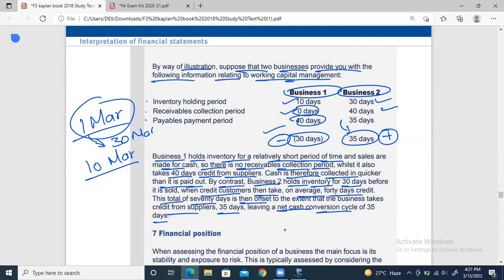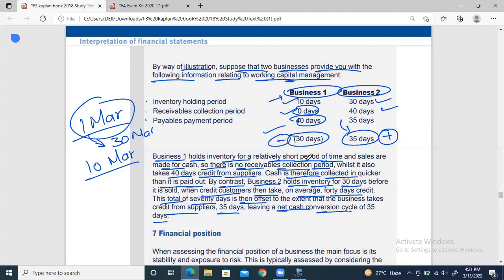And in this case, it's minus 30 days. So that means cash is never gone out of the business. We always have cash available if we talk about business one in this case. So this business one is better than the second one. Exactly, that's right, because the shorter the answer of triple C, the better it is.